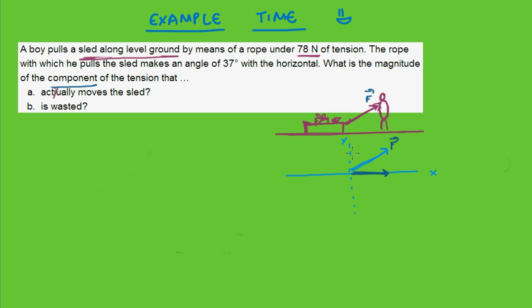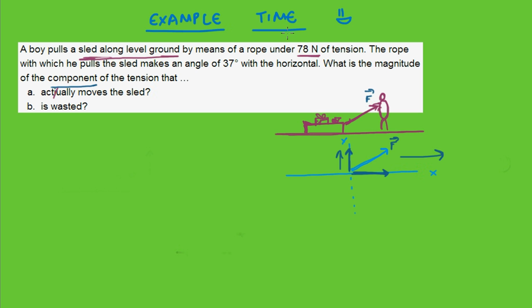And which is the one which is wasted? It has to be this one. And why is it wasted? Because the man is trying to pull this over here, but this component is not actually needed because it's useless. Isn't it a wastage if there's something going up when it's not even needed? So that's the component which is wasted.